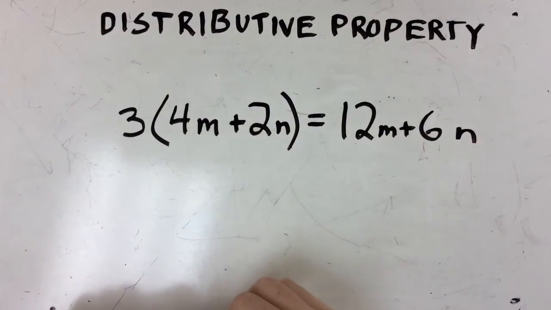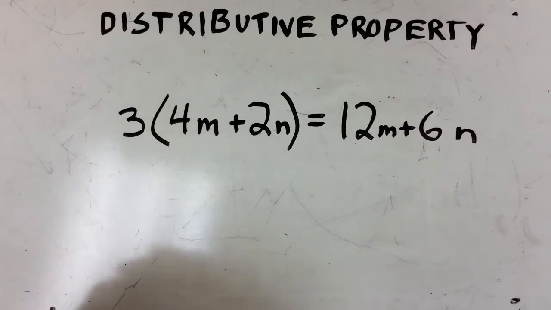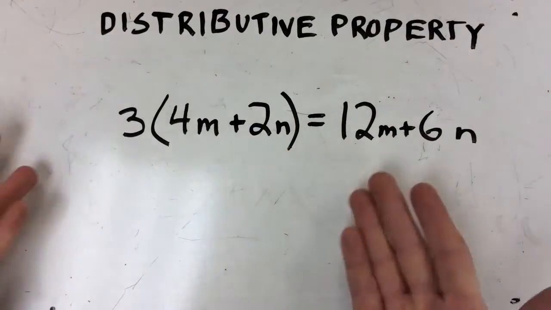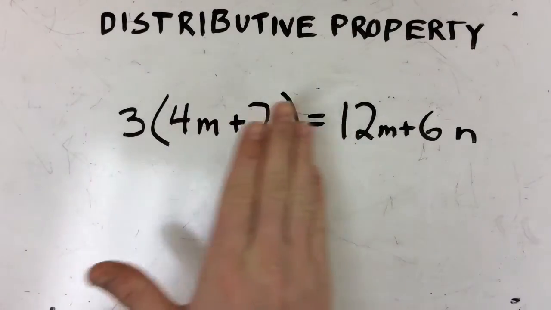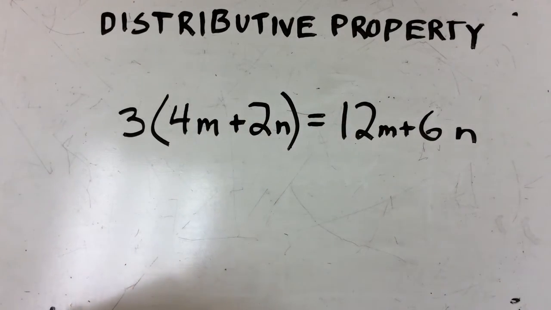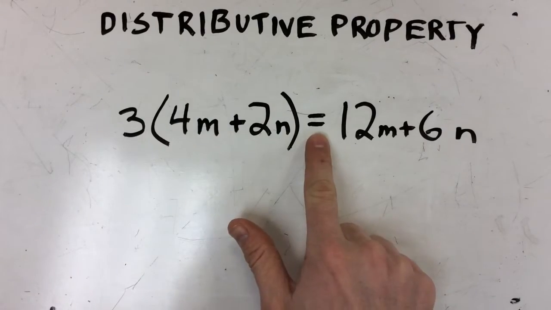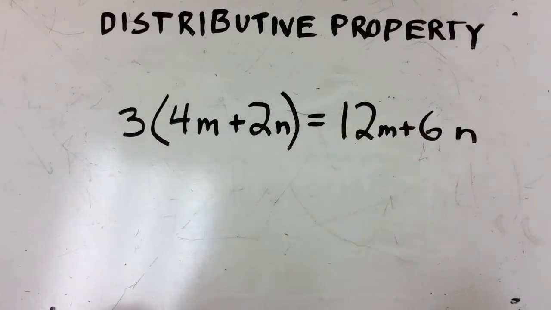Hi guys, we're doing the distributive property again today. We've got a couple more terms to work out, and then we're going to learn how to do it a little bit more quickly. So first of all, here is an illustration of the distributive property. Again, it's got an equal sign and two expressions that are equivalent to each other.